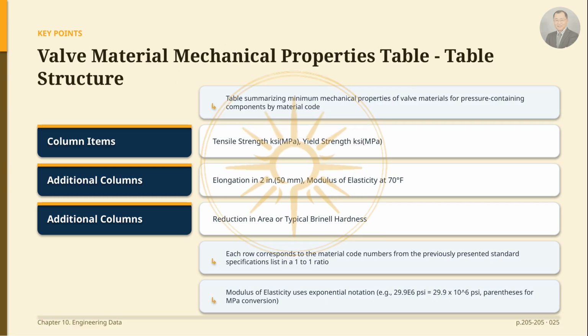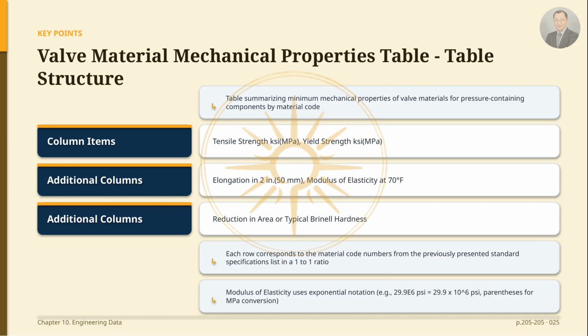Now, I will introduce the minimum mechanical properties table for valve materials used in pressure-containing components. This table pairs exactly with the material code numbers from the standard specification list discussed earlier, with each row representing one material. The column configuration includes tensile strength and yield strength expressed in KSI and MPa in parentheses, elongation in a 2 inches, 50 millimeters gauge length, modulus of elasticity at 70 degrees Fahrenheit, and either reduction of area or typical Brinell hardness.